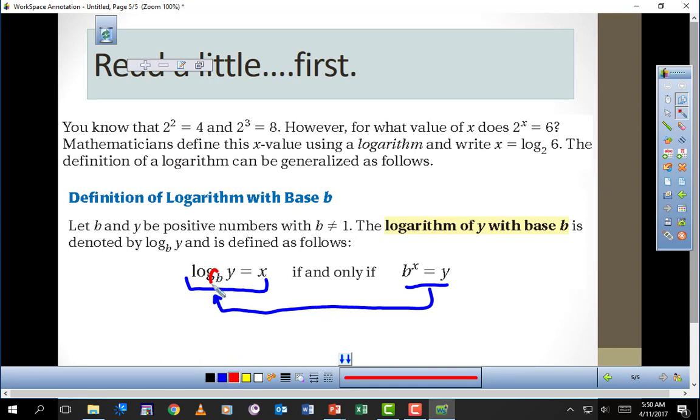The base here is the same as here. Okay, those two are the same. And then notice what happens if we're going to go from logarithmic form to exponential form over here. All we need to do is switch the two here. You see, so the x moved up here and the y moved over to here. So let me show you what this means.